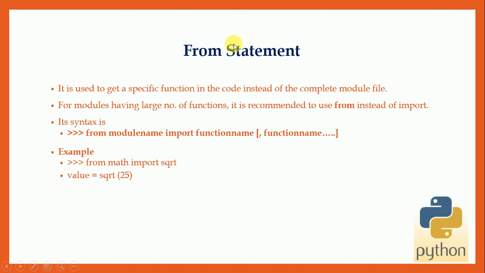Now the next one is the from statement. It is mainly used to get a specific function in the code instead of the complete module file. See, we know that the complete module file is very large. If you require only a particular function, a particular variable or a particular definition, what we have to do is use the from statement. Why use the full import? We only use the from statement if we know the specific function.